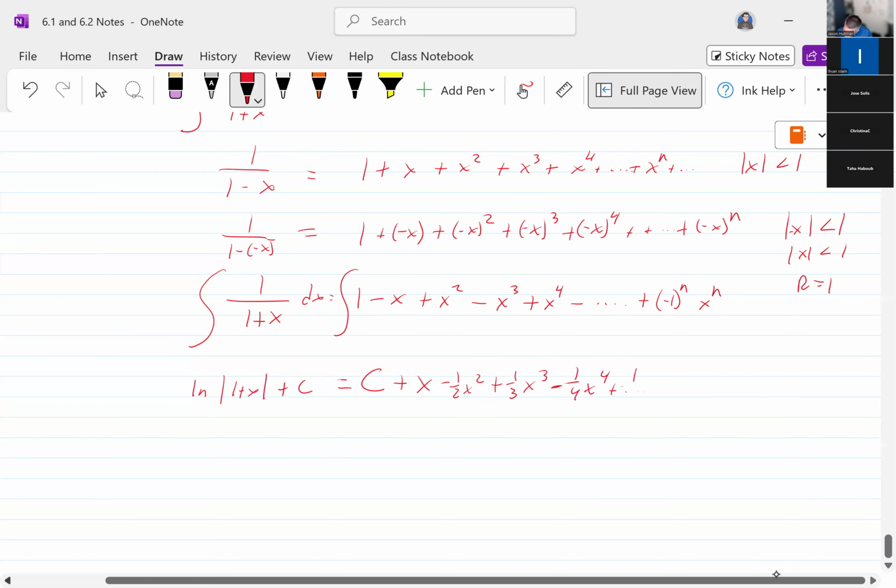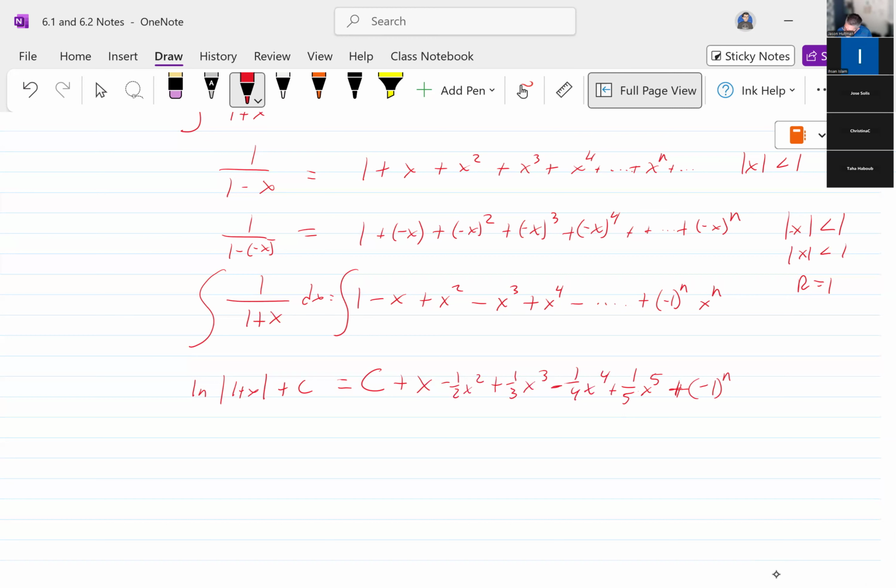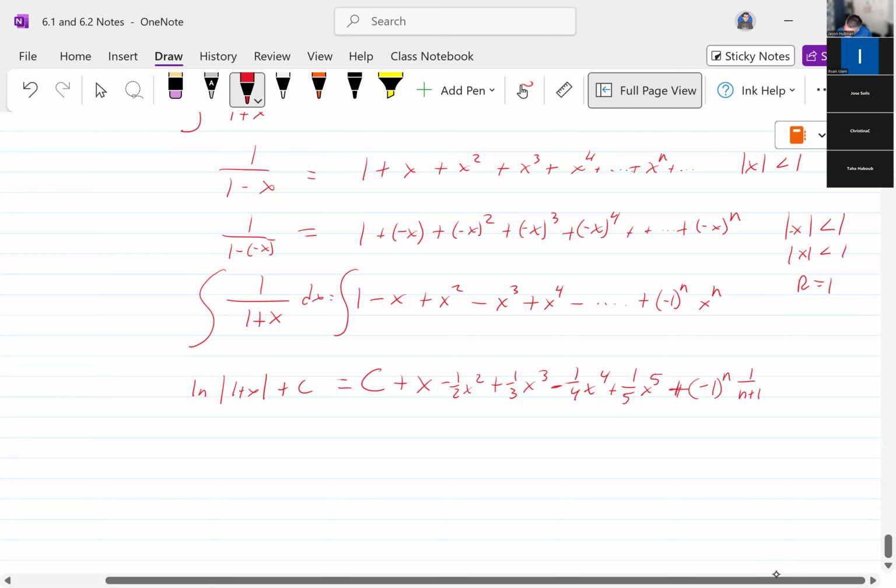Plus, this is 1/5, right? The next one will be 1/5 x to the 5th plus, okay, so now, what are these going to be? Well, the negative 1 to the nth power is just a constant, so that stays out in front when I integrate. So it's still going to alternate. Now what's x to the n going to become? It's going to become 1 over n plus 1, x to the n plus 1, plus dot, dot, dot.